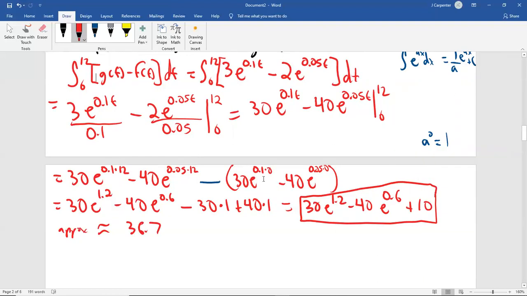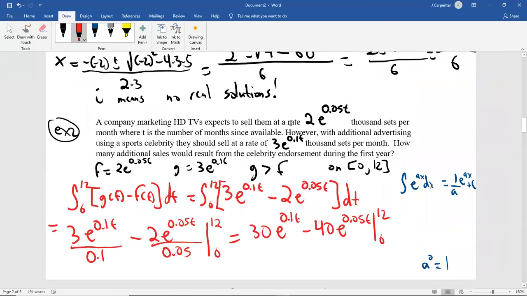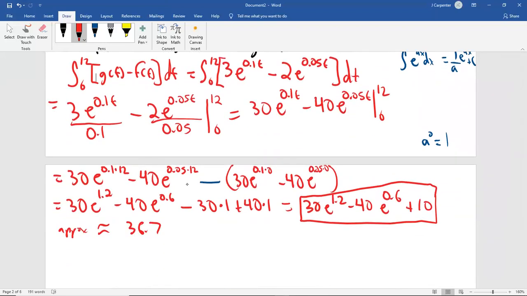Now remember, these were measured in thousands of sets per month, so integrating over months just gives us thousands of sets. So this would be 36.7 thousand sets, but not over 1 month because we did this from 0 to 12, so that was 12 months in 1 year.